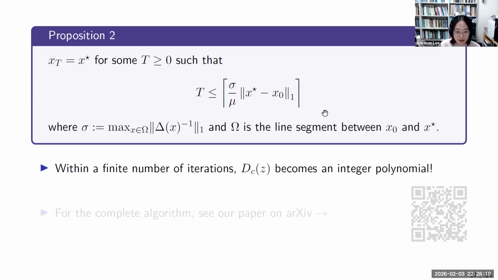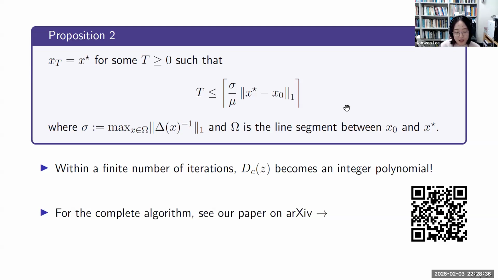So this means that our update algorithm of the polynomials will end within a finite number of iterations, and for any given plant Np over Dp, we'll have a stabilizing integer coefficient controller. For the complete algorithm, see our paper on arXiv, which can be accessed by this QR code.